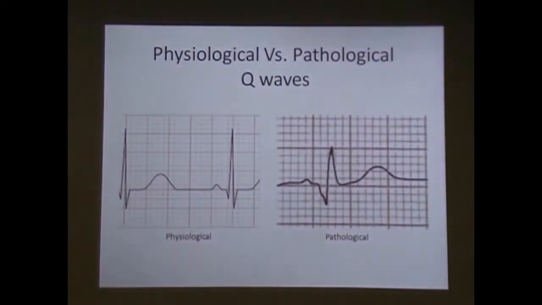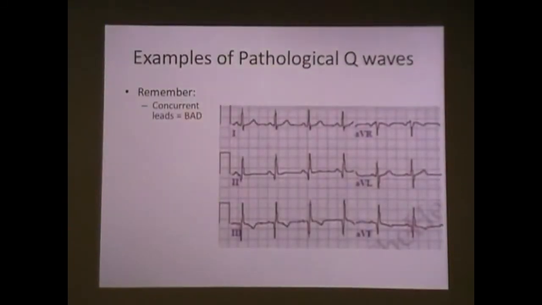So here's an example of a physiological one. You can see how it's narrow and shallow. It's probably 15% of the QRS complex. Compared to the pathological Q wave, nice and wide, and I'd say that's about 40% of the QRS complex. So that's a nice thing to look at and figure out.